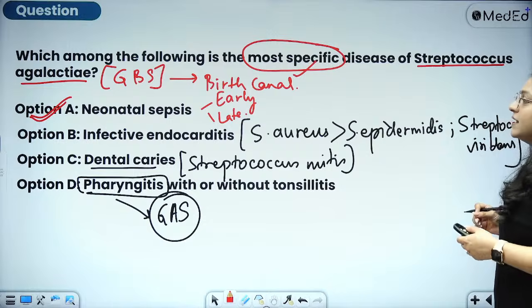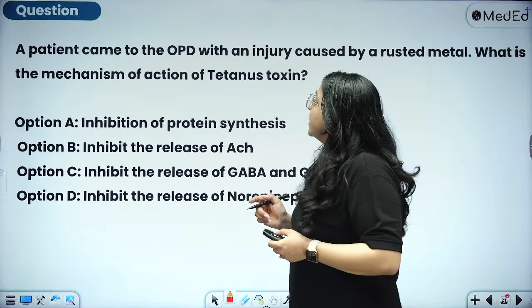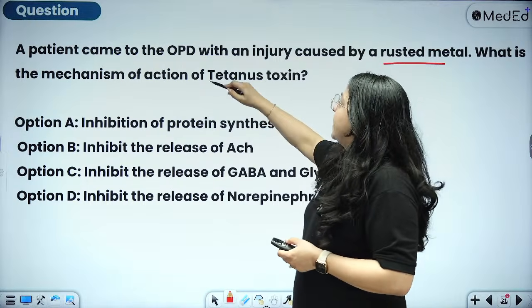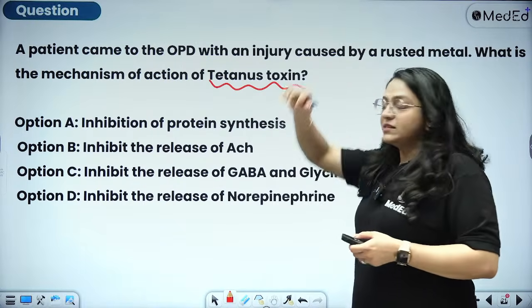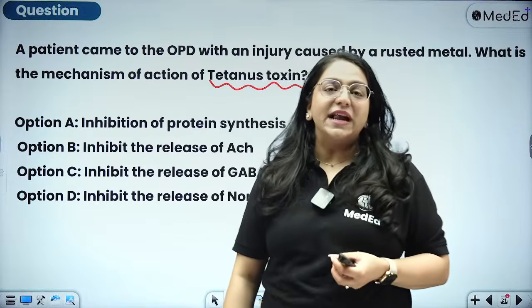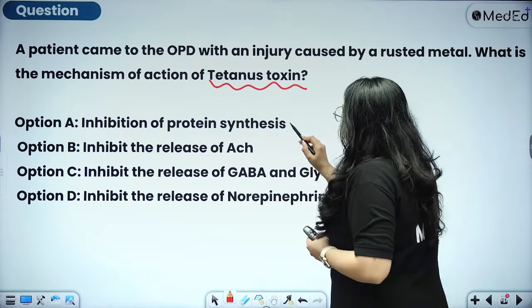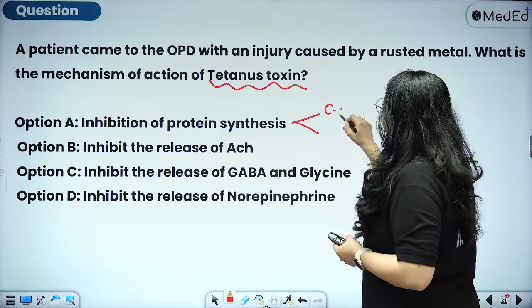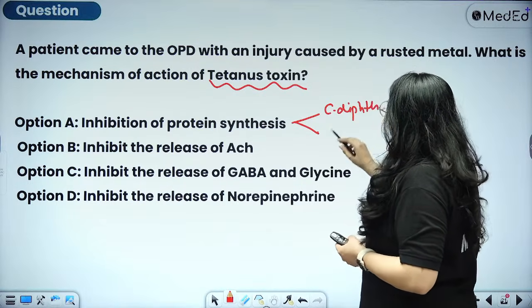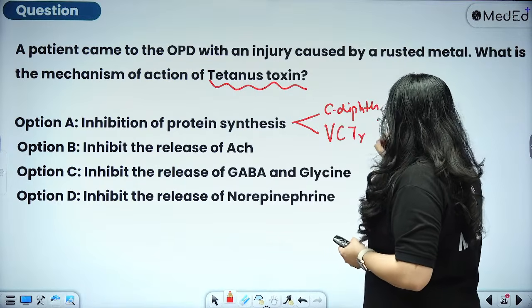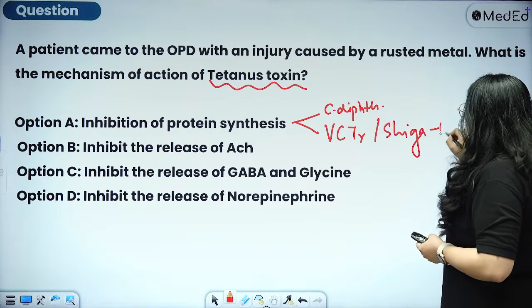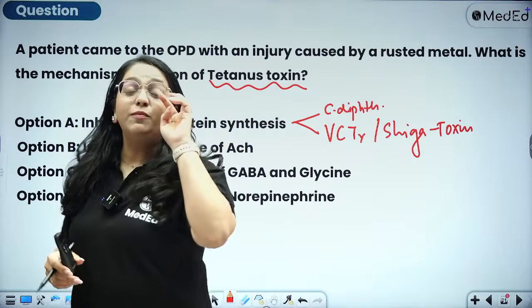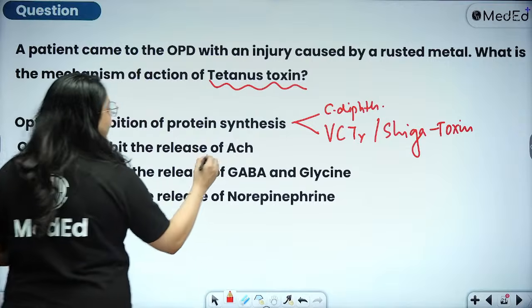Okay, correct. A lot of you are answering correctly. A patient came to OPD with injury caused by rusted metal. What is the mechanism of action of tetanus toxin? They did not even need to give you this history. They straight away asked the mechanism of action of tetanus toxin. Inhibition of protein synthesis. We have just seen that inhibition of protein synthesis is too important. It is C. diphtheria, and more important than that, it is the verocytotoxin or the Shiga toxin, which leads to 60S ribosome inhibition, leading to inhibition of protein synthesis. Inhibition of release of acetylcholine.